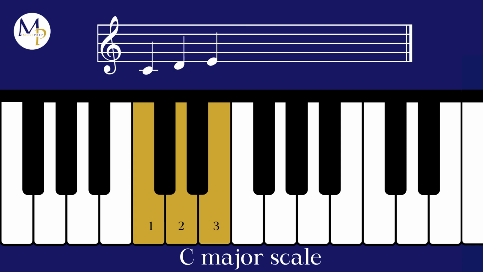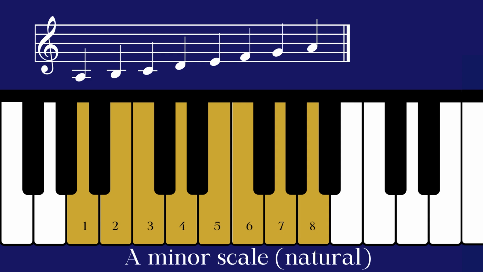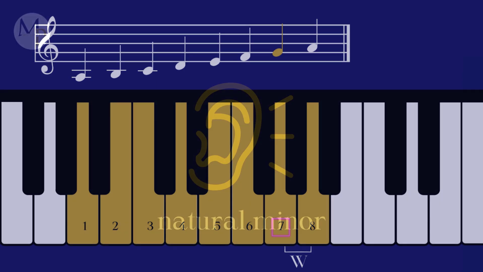The seventh note of a major scale is just a half step below the octave and has a strong tendency to resolve to the tonic. This is why we call it the leading tone. In the natural minor scale, there is no leading tone because the seventh degree is a whole step below the octave. This makes the scale sound more open and less directed. Listen to it again.